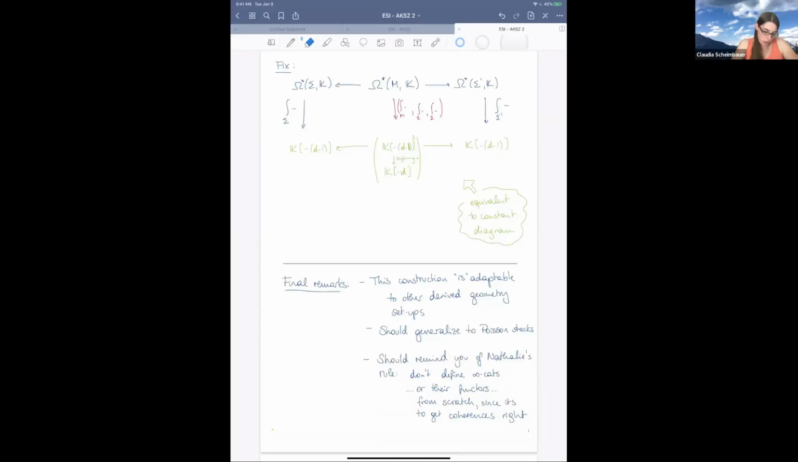Then I should remind you of Natalie's rule: don't define infinity categories, or in our case their functors, from scratch, since it's hard to get coherences. I wanted to illustrate that a little bit and where things might go wrong. And the last point I would like to make is that the Cobordism hypothesis simplifies our lives. We might not know what it does explicitly on all things, but it's often a lot easier to construct fully extended TFTs. All right, thank you very much.